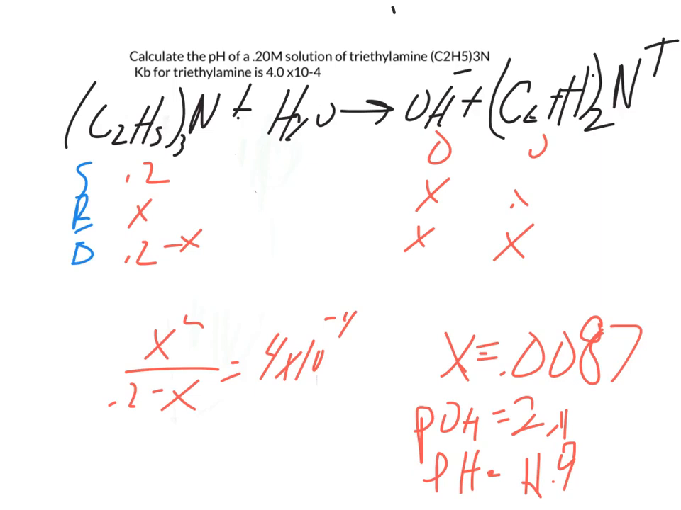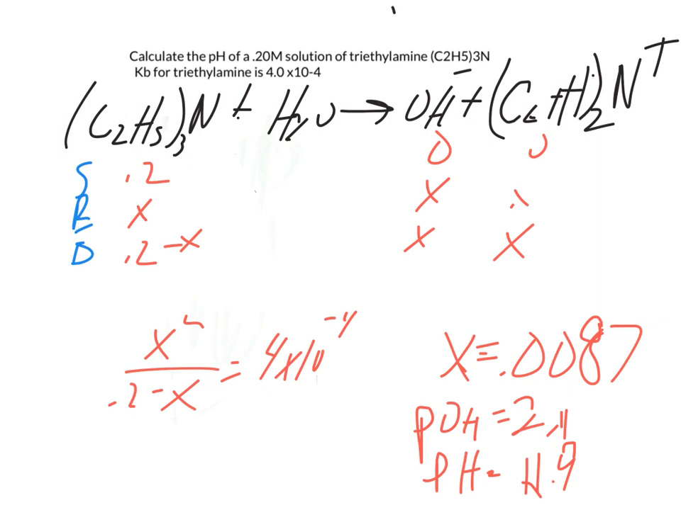This is pretty much a typical weak base dissociation problem. You have a 0.2 molar solution of trimethylamine, and it has a Kb value of 4 times 10 to the minus 4. I just did a little ICE chart, and it comes out to be x squared over 0.2 minus x is equal to the constant Kb. When I solve for x, I got x is equal to 0.0087 molarity.